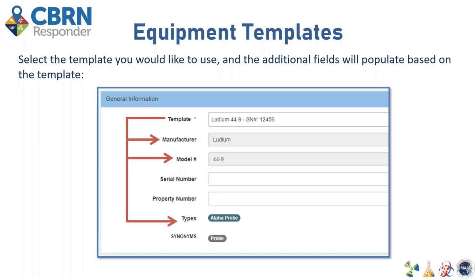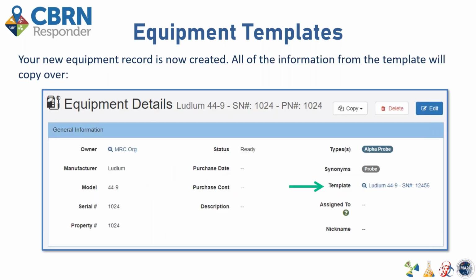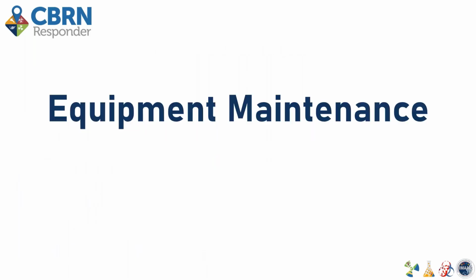And again, those additional fields are then going to populate. So the manufacturer, model number, and the type. And then you will enter in the serial number and property number. And then that's all you need to save that item. And when you are now viewing that equipment record, you will see that the template field has the associated template. So if at any point you need to go back and revisit it, you can always view where the information was pulled from.